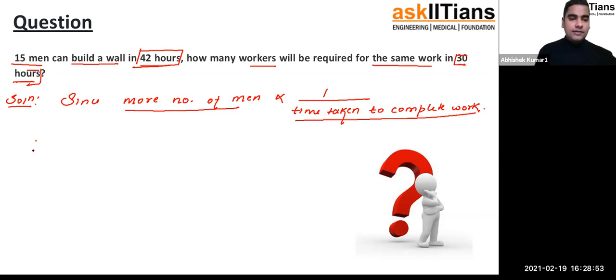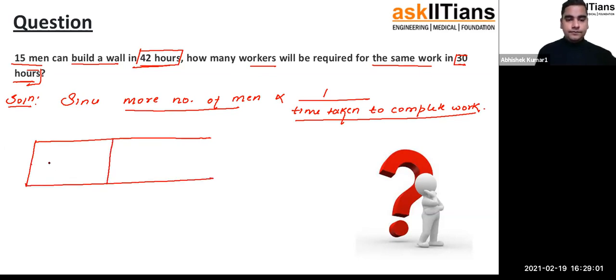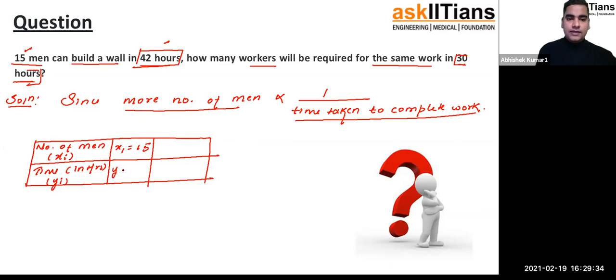So let us make a small table, guys. Here I am writing number of men. We are going to denote number of men by x_i. And here I'm writing time in hours, and we are going to denote the time by y_i. So 15 men will take 42 hours. That means x1 is equal to 15, and time taken is y1, which is equal to 42 hours.